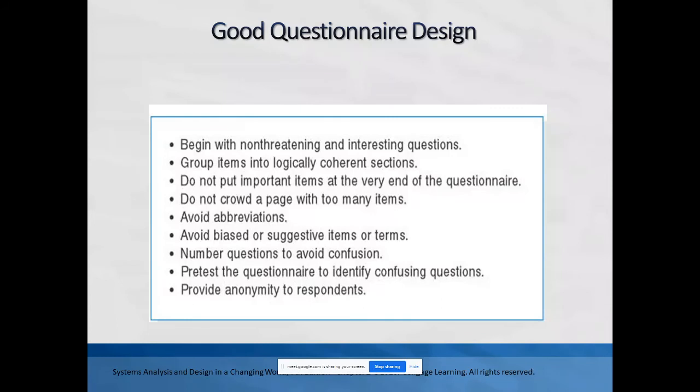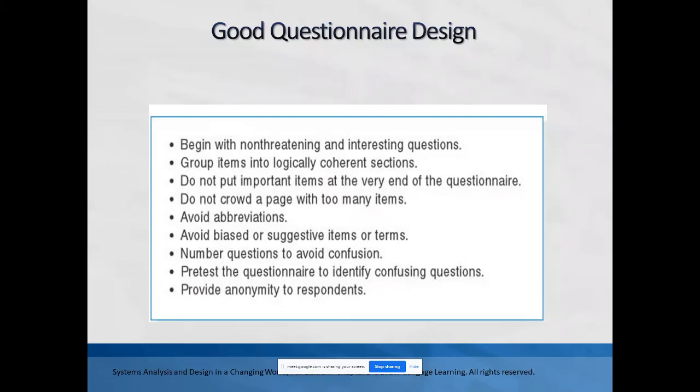You don't want to randomly go all over the place with your questions. They should have a flow and groupings and modularity to it. And the most important questions you want to put at the top, because it's not uncommon with questionnaires for people to get part of the way through and then say this is good enough and click submit. And it's more likely the questions aren't going to be answered if they're at the end. Don't crowd the page. Avoid abbreviations so people aren't guessing. Avoid bias or suggestive items or terms, or even questions themselves.